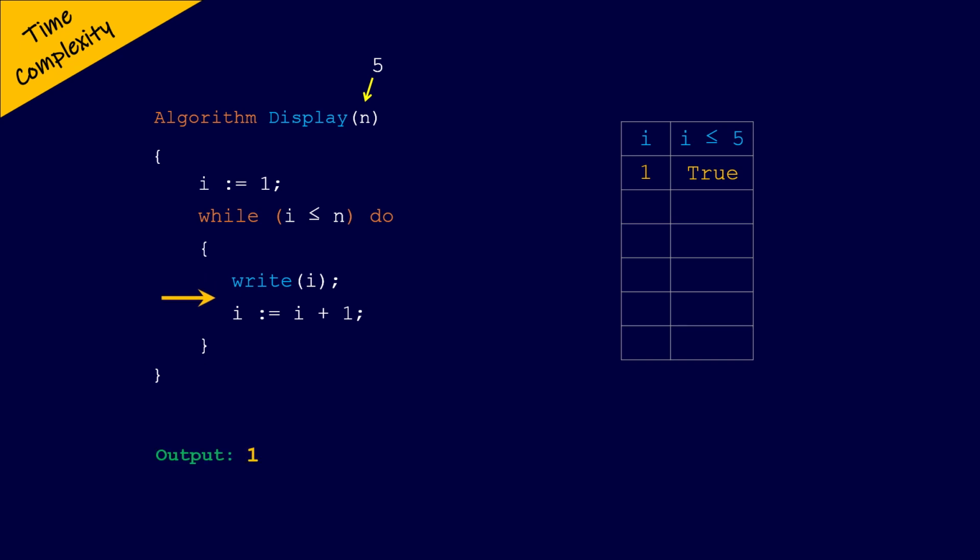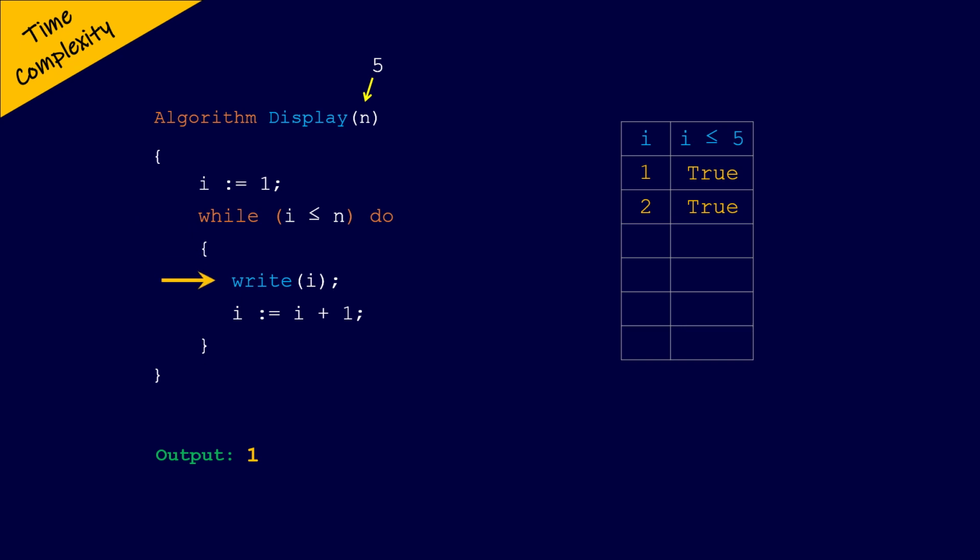Then we have the statement I is assigned the value I plus 1. The value of I is 1, and now after it is incremented, the value of I will be 2. So we will write the current value of I, that is 2, in the table. Then we move back to the while loop and check the condition I less than or equal to n. At this point, we have the current value of I as 2, and 2 less than or equal to 5 is true. Therefore, the statements within the while loop will execute.